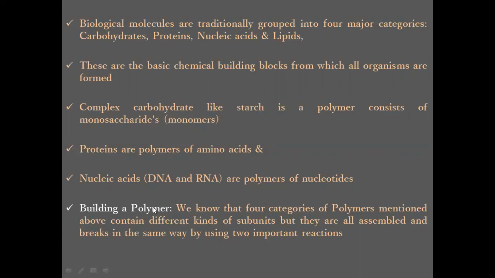Building a polymer, that is, how a polymer can be built. We know that the 4 categories of polymers mentioned above contain different kinds of subunits or monomers, but they are all assembled and broken down in the same way by using 2 important reactions. Although the 4 categories of biological molecules contain different monomers, they use the same chemical reactions to make and break polymers.